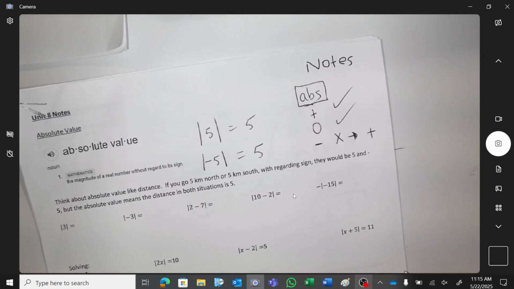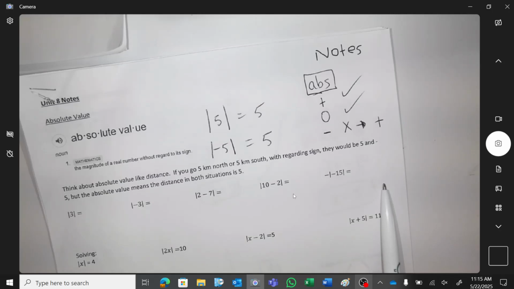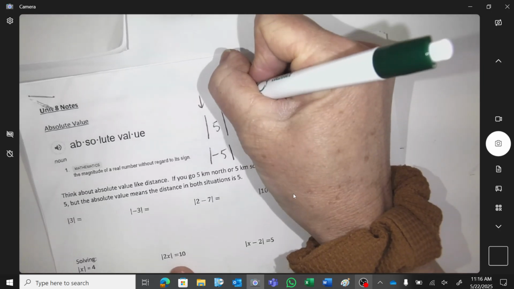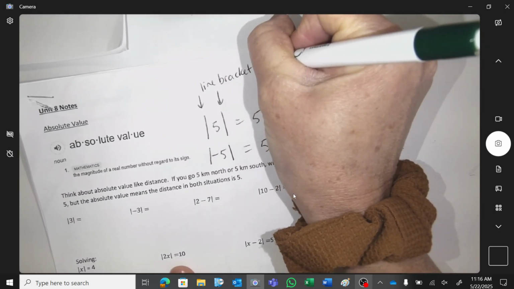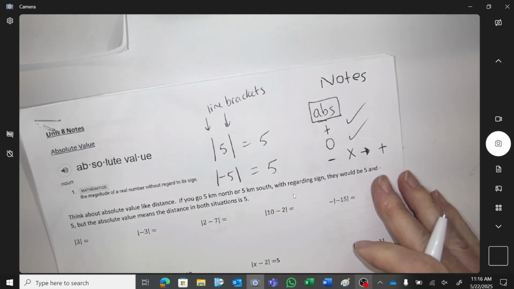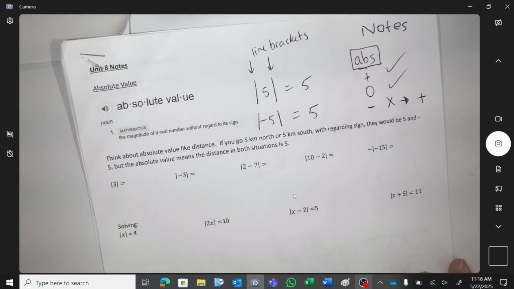Okay, and then something that's probably new for you, I don't think you've ever seen these brackets. These are called just line brackets. That's the absolute value symbol. In math, they're treated like a bracket. So when you think about BEDMAS, it's a bracket situation. Okay, so here's the first idea.